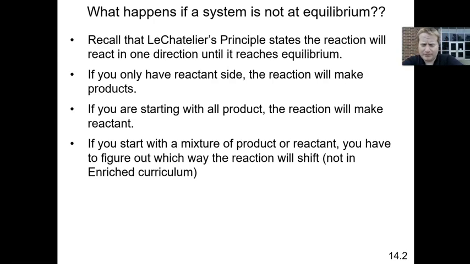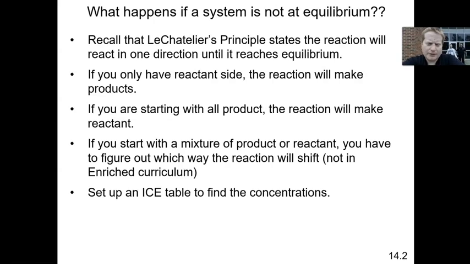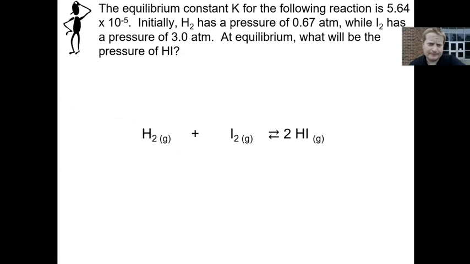If you start with a mixture of product and reactant, you have to figure out which way the reaction will shift. We don't have to worry about that. So we are just focusing on the shift if we have all reactants or all products, essentially. So set up the ICE table to find those concentrations. That's what this video is on, setting up that table.